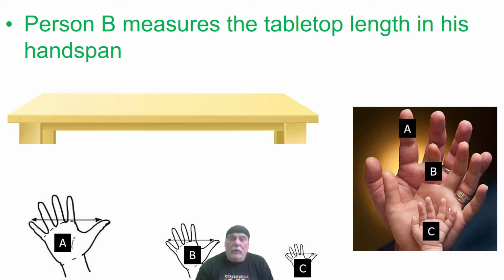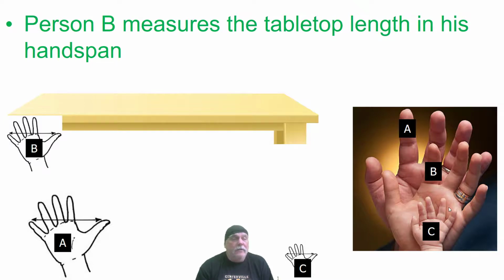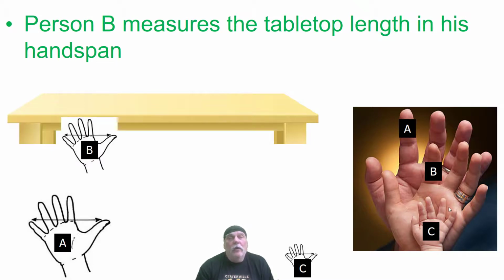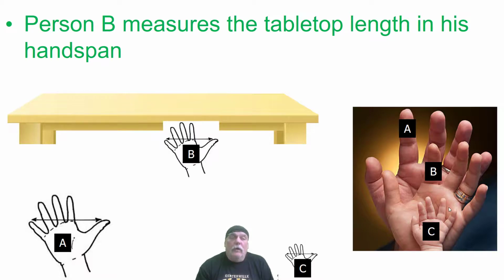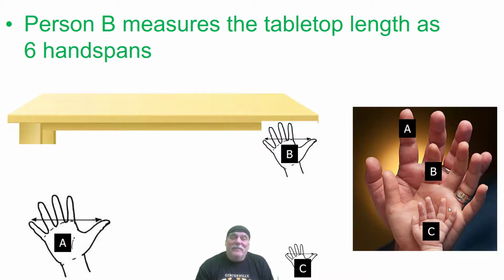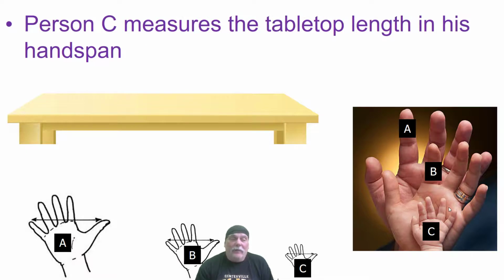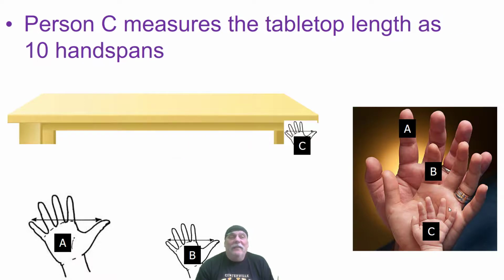Person B is going to do the same thing, measure the tabletop length in his hand span. So 1, 2, 3, 4, 5, 6. 6 hand spans. Person B is going to measure the length of the tabletop in 6 hand spans. Now we finally have person C. Person C is going to measure 1, 2, 3, 4, 5, 6, 7, 8, 9, 10. 10 hand spans. So person C is going to measure the tabletop length as 10 hand spans.